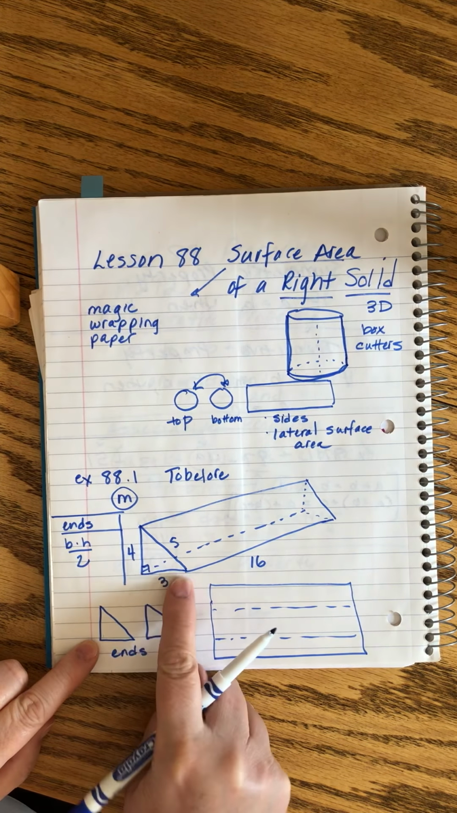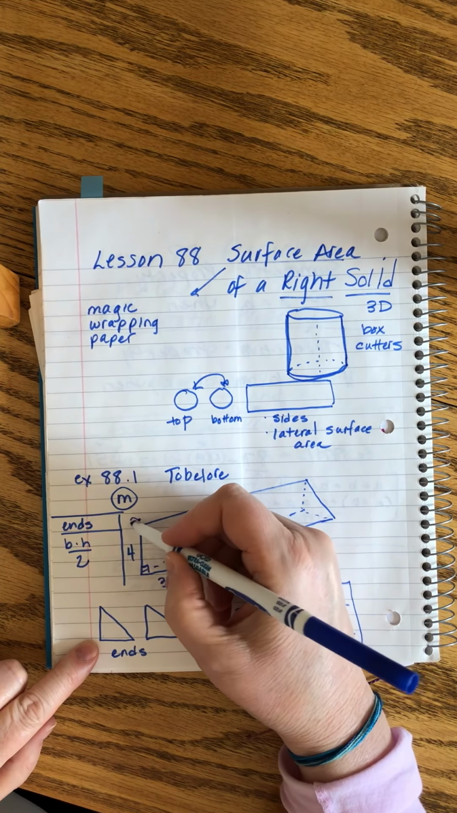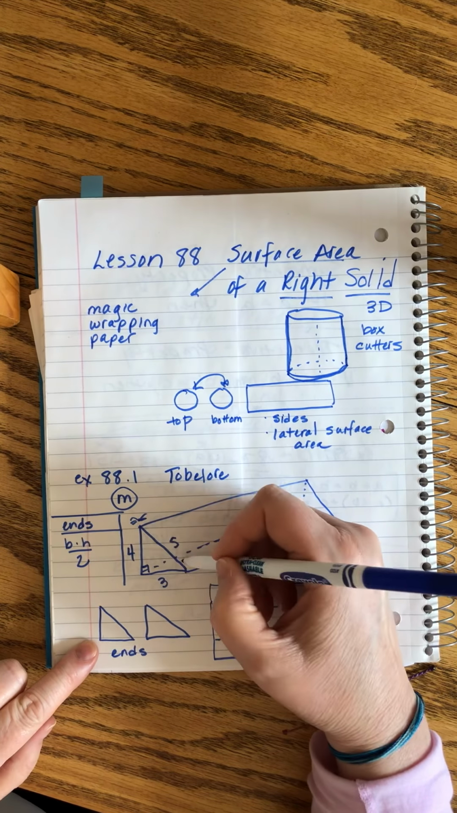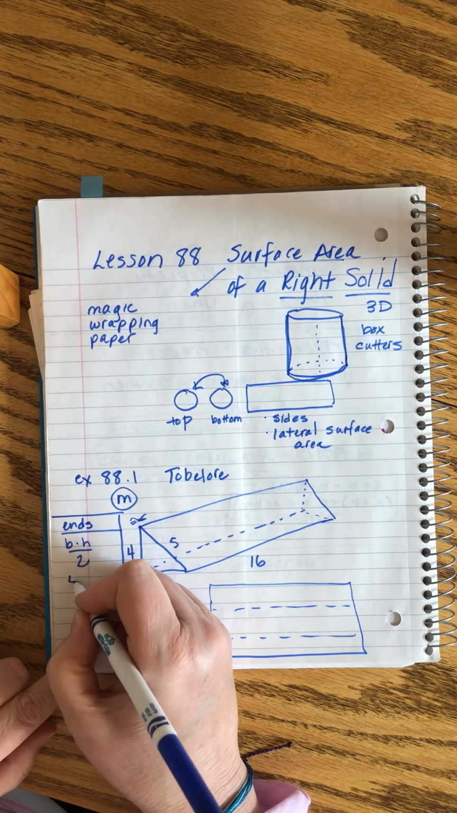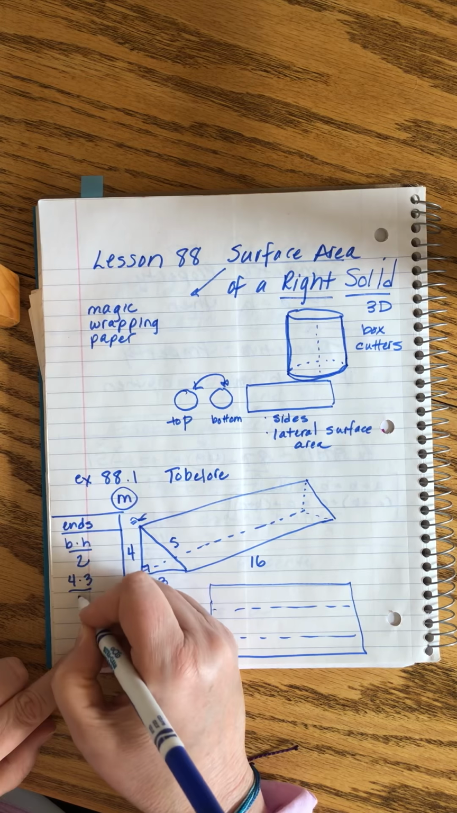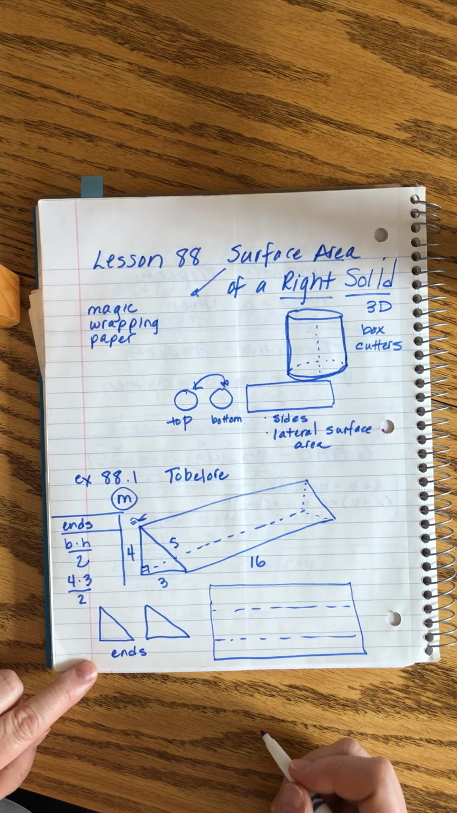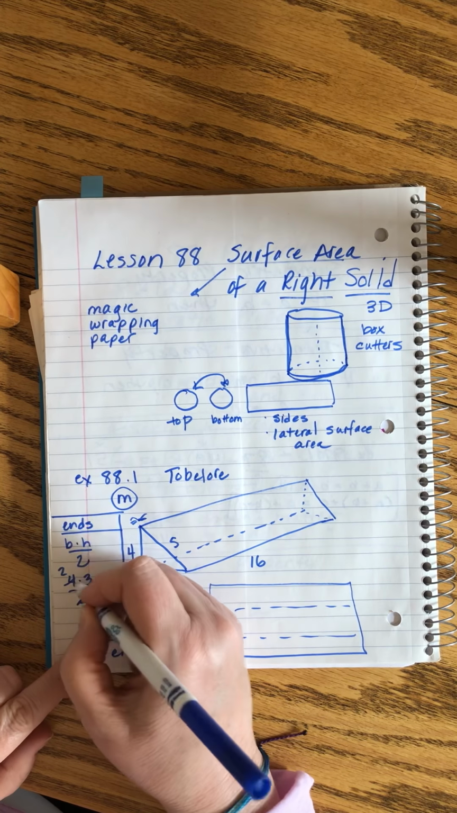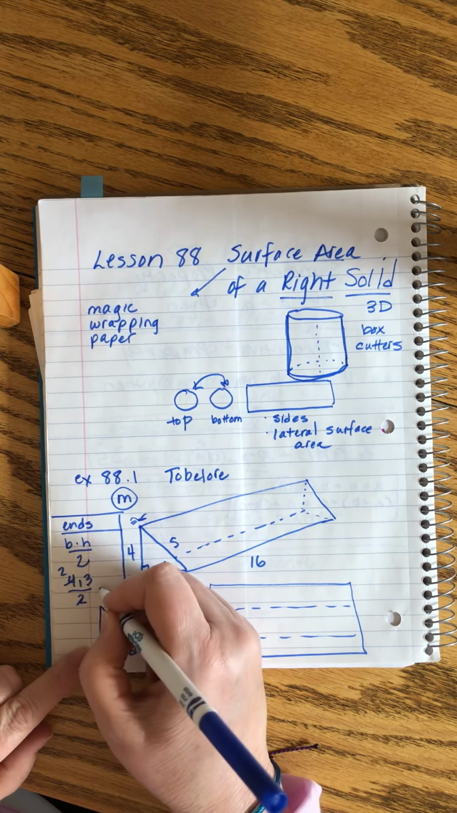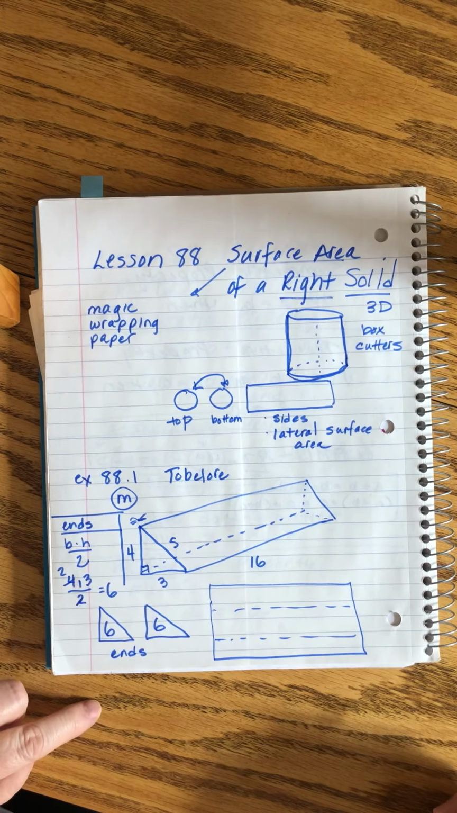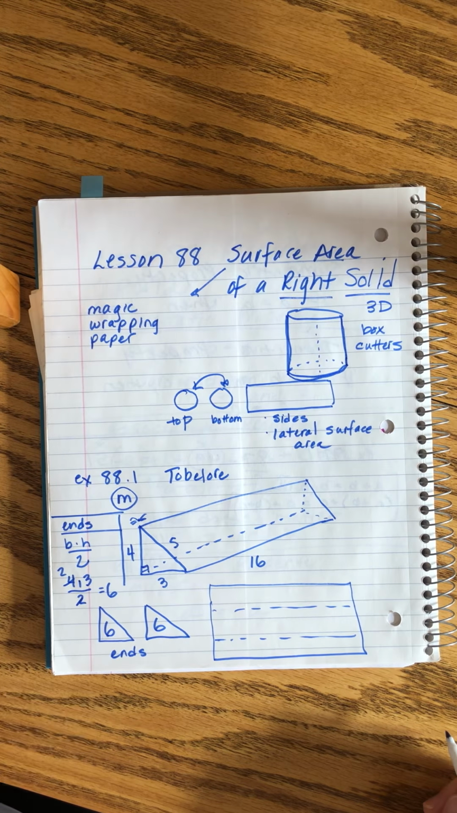Our base is 3. Our height is where the spider crawls. So it's not the 5, it's the 4. So it's 4 times 3 divided by 2. I can see that that means that each of these equals 6. That one's 6, and that one's 6. Make sense? So in the end, I'll add those up.